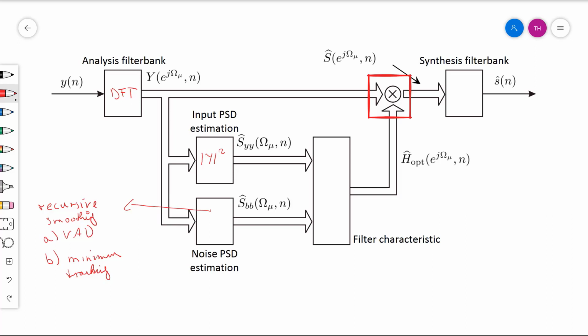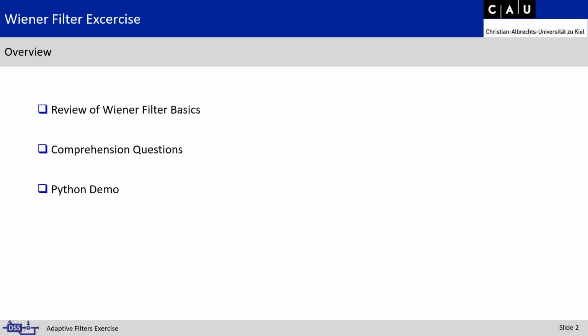And then we still need to take this back to the time domain, so we need to apply our synthesis filter bank. Since we used a DFT in the analysis filter bank, we use an IDFT here, which should operate, for example, in overlap add mode. And there we have then the estimate of our desired signal in the time domain. This was the review of the Wiener filter basics.